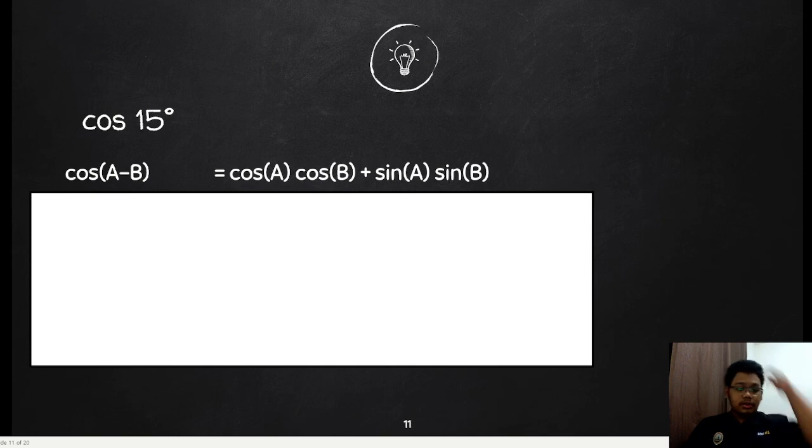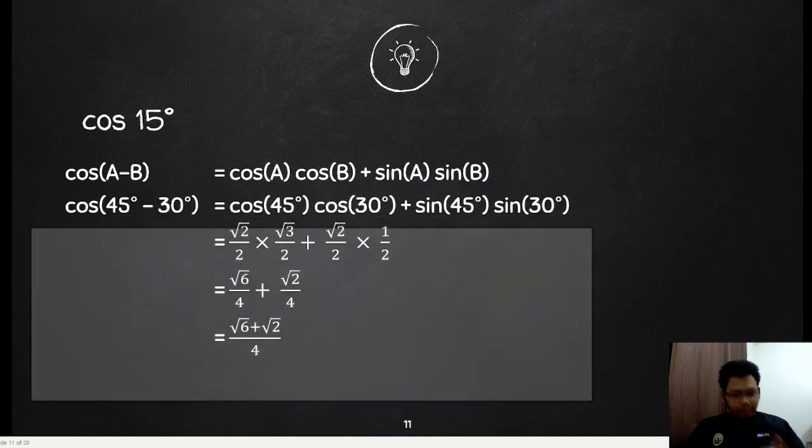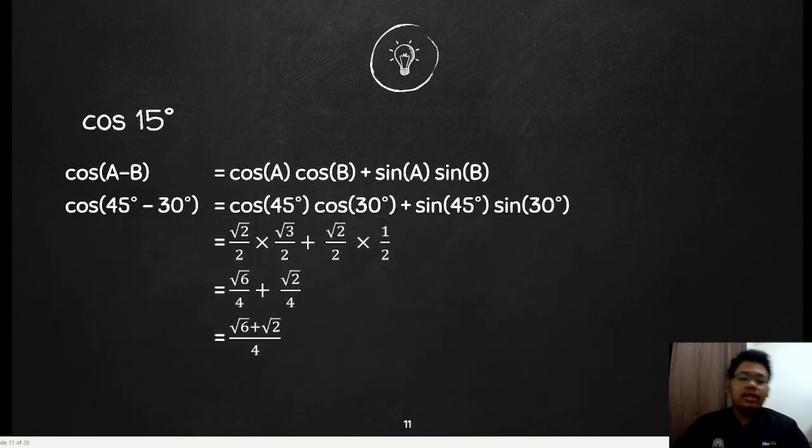Right, next is cos 15. For cos 15 I take A minus B. Which numbers? Cos(45 - 30) degrees. So 45 minus 30 is already 15 degrees. It's the same. So I separate the formula: cos 45 cos 30.